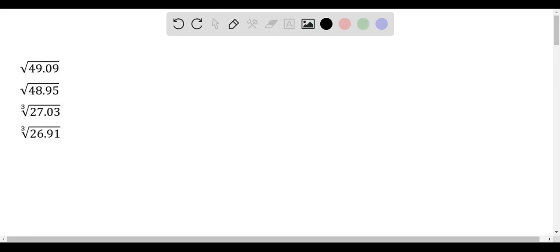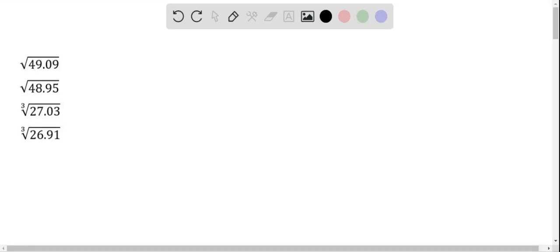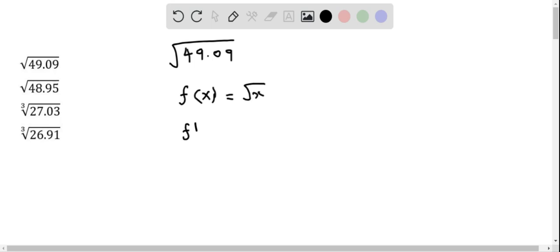We now use differentials to approximate the square root and the cube root of the following. So first let's consider the square root of 49.09. We have to approximate this using differentials. Since we have to find the square root, we consider the function f(x) equal to square root of x. We then find its derivative by differentiating both sides with respect to x.